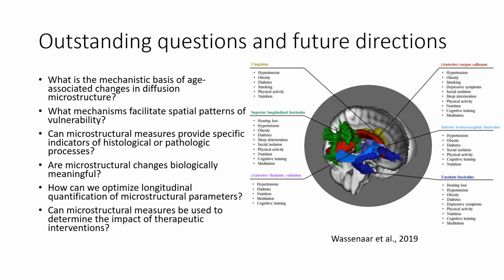Given the versatility of diffusion imaging, the multiple microstructural measures possible, and the anatomical definition provided through diffusion modeling, diffusion imaging will continue to have a significant role in the study of brain aging and age-associated diseases.